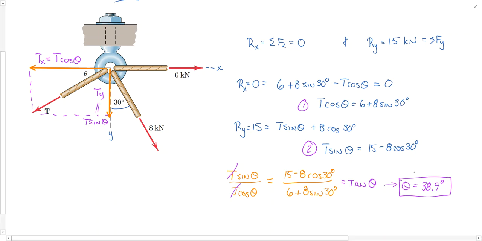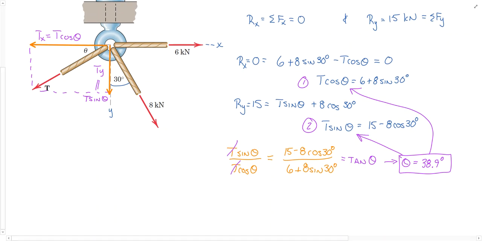Knowing theta, we could plug back into either expression that we previously had. We could insert here, or plug in here, and compute the tension T. We would find that T is equal to 12.85 kilonewtons. So there's T and theta.